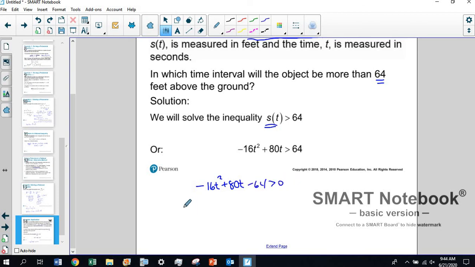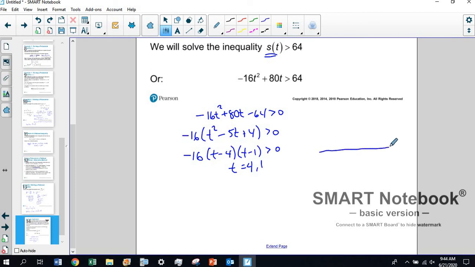This has a -16 in common, so I factor that out. I get t squared minus 5t plus 4. And then that factors also t minus 4, t minus 1. And so we have two boundary points, 4 and 1. Create your number line. Here's 1. Here's 4. Remember that if we're talking about time, 0 is actually our lowest number here.